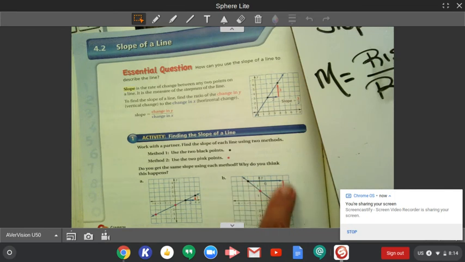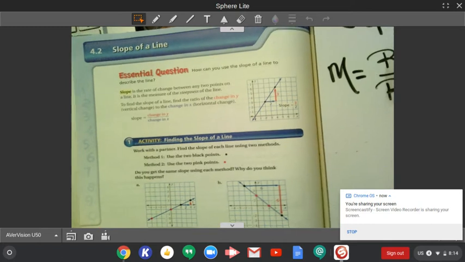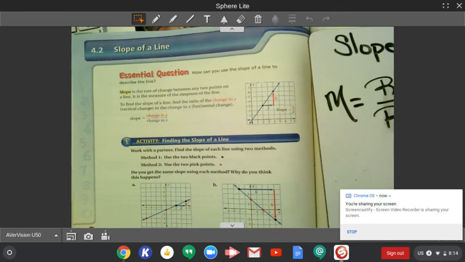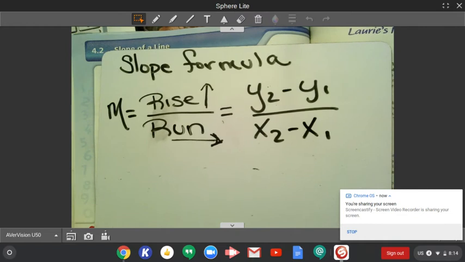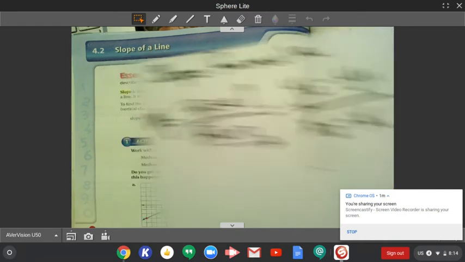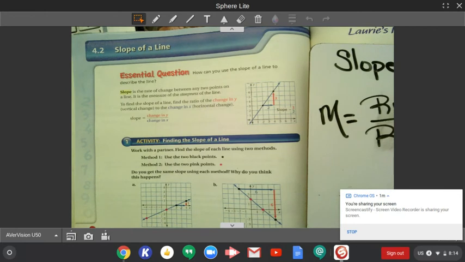Okay, so when you're talking about slope, you're talking about steepness. Remember, you have positive, negative, and there are 2 other slopes that we'll talk about later in the chapter. So today we're just going to work with the slope formula, and it's another way of finding slope. So we'll look at the same problems we did in the previous lesson.